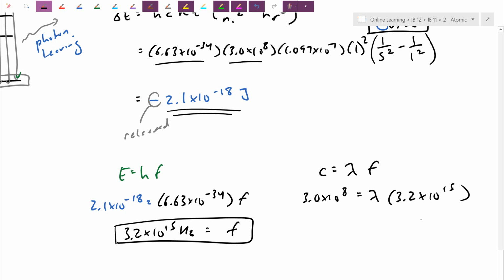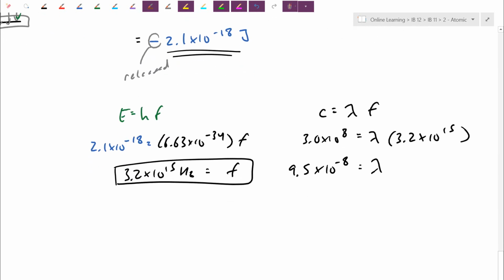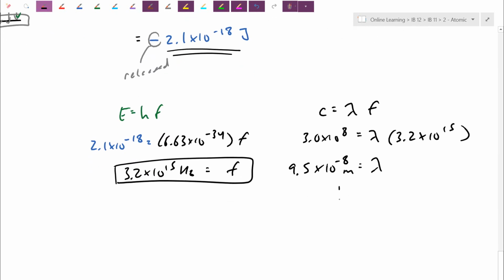3.2 times 10 to the 15. Keep the whole number in your calculator if you can, so we don't accumulate any rounding errors. 3e8 divided by that, and we're getting here 9.5 times 10 to the negative 8. That would be the wavelength, so that would be in meters. And in nanometers, this is now 95 nanometers.